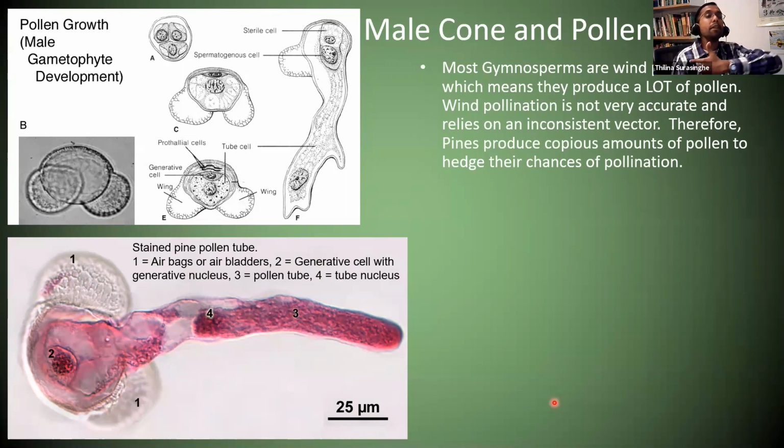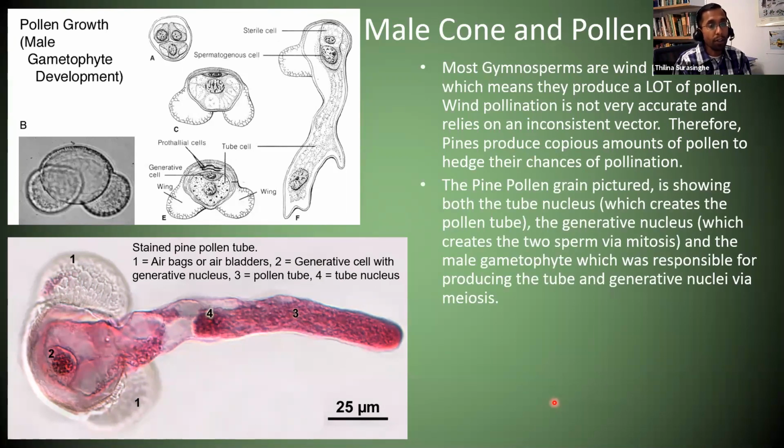Now, animal pollination has a higher probability of fertilization. But if you compare that with wind pollination, wind pollination has a very low probability of successful pollination. That's why you need to produce so much pollen as a male cone.